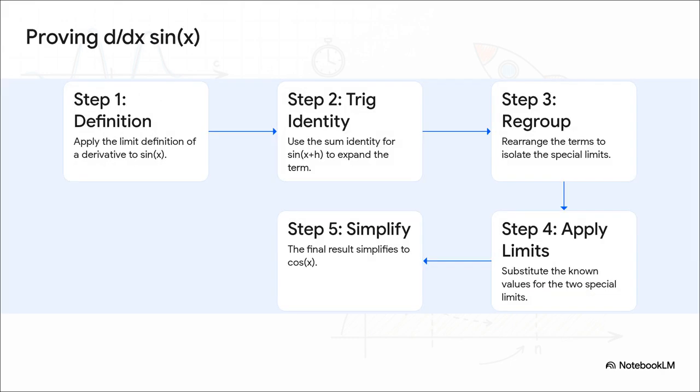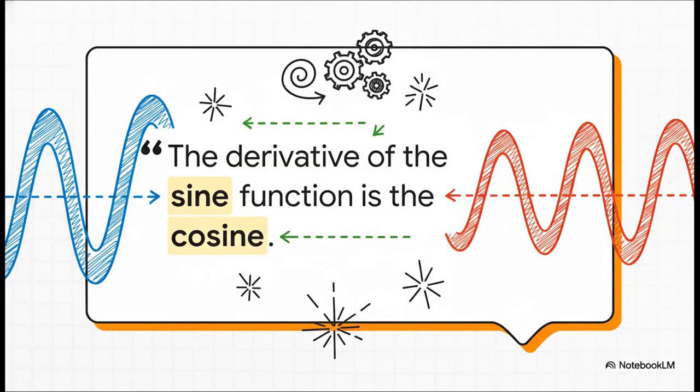Okay, so let's watch how this all comes together. In step 1, we just put sine of x into the limit definition. Easy enough. For step 2, we use that trig identity we just grabbed to expand the first term. Now, it looks a bit messy, I'll admit, but step 3 is where the magic happens. We just rearrange the pieces to isolate those 2 special limits we gathered. See how they're perfectly lined up? And finally, in step 4, we apply the limits. The first part goes to 0, the second part becomes 1, and after everything cancels out, all we're left with is cos of x. And just like that, the math confirms exactly what our eyes suspected. The derivative of the sine function is the cosine function.